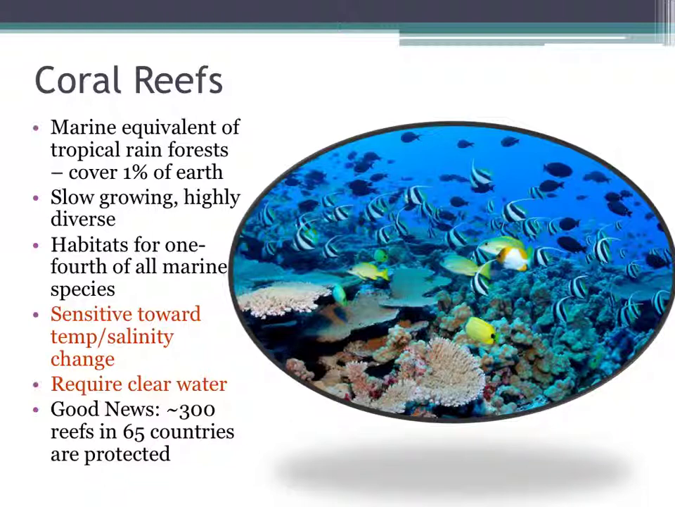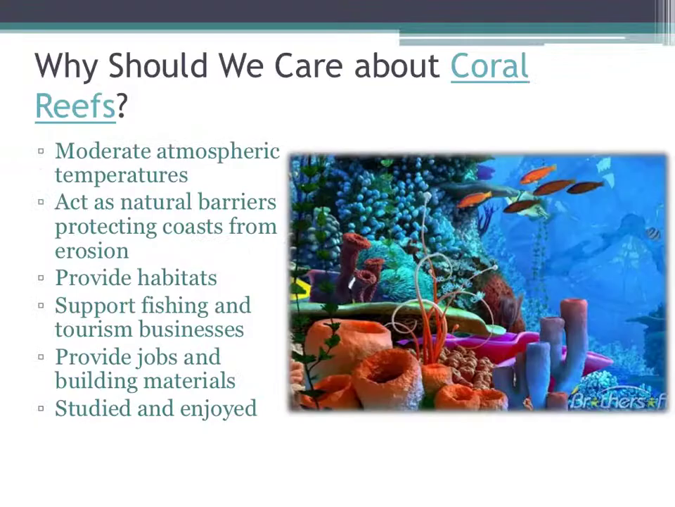They're habitat for 1/4 of all marine species. They're very sensitive to two things, and that's temperature and salinity change, and they do require clear water. They're getting hit by global warming, which I'll talk about in a bit, but that leads to something called coral bleaching. The good news is about 300 reefs in 65 countries are now protected by a marine protection agency, which we'll talk about.